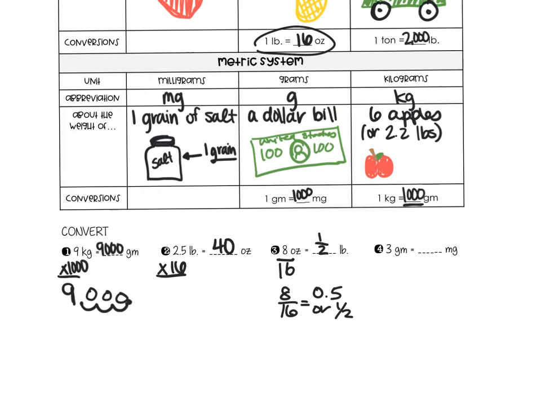Okay, 3 grams equals how many milligrams? Okay, so again, gram is the bigger one of the two, so I want to times by 1,000 or move my decimal 3 spots, and that would give me 3,000 milligrams.